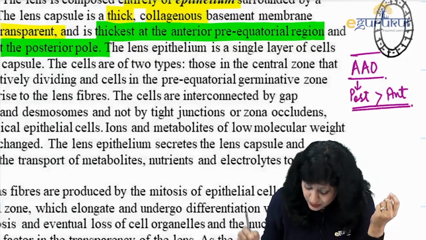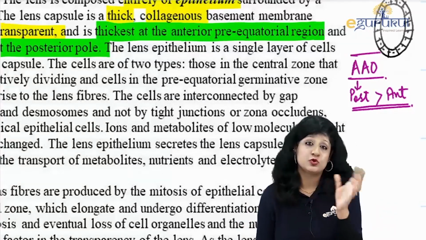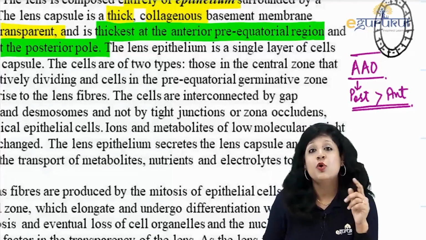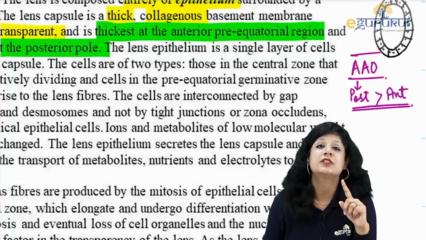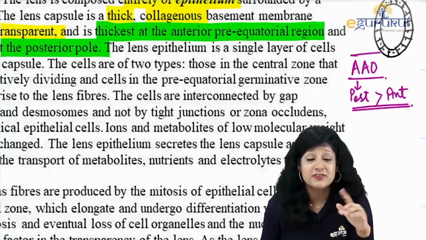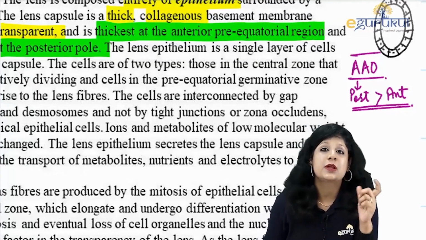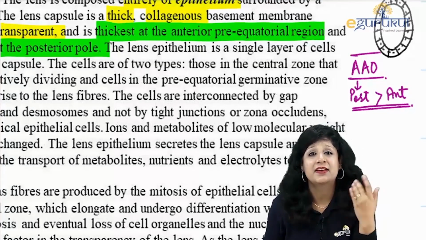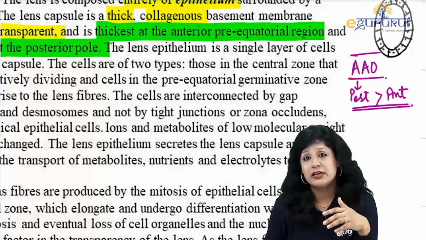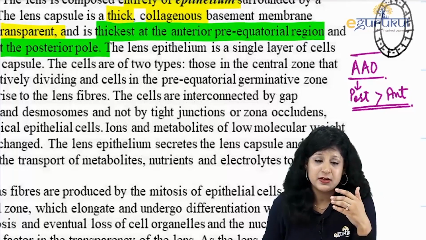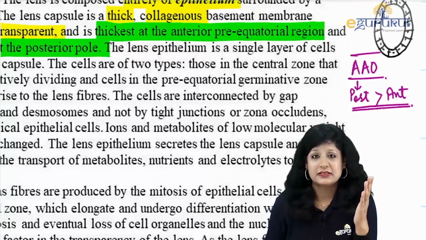So see, if you are giving your university exams and they are following just the Parsons, then you have to go with the anterior. But if you go for your entrance examinations, then I would say that it is better to accept the standard journal which is of international level, that is the American Academy of Ophthalmology, that the posterior preequatorial, because so many diagrams and so many other evidences show that it is the posterior preequatorial area which is thicker than the anterior. However, the difference is not too high, just 2 microns, but yes, it is thicker.